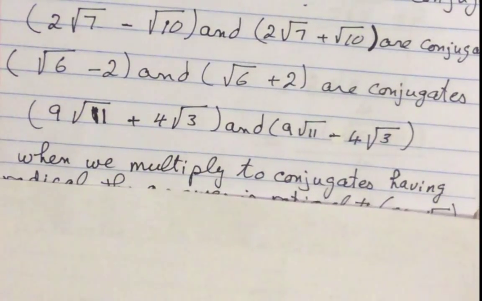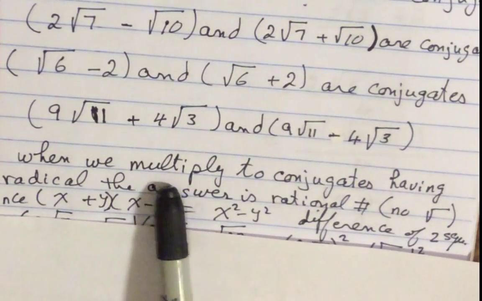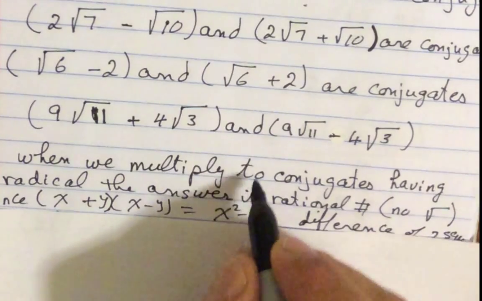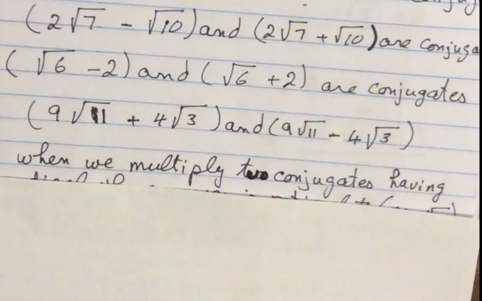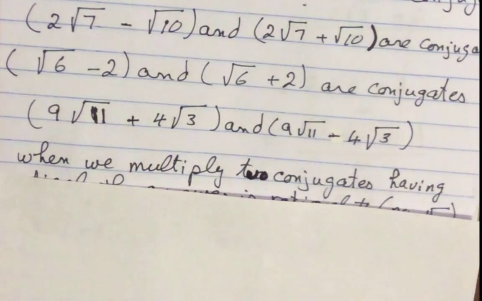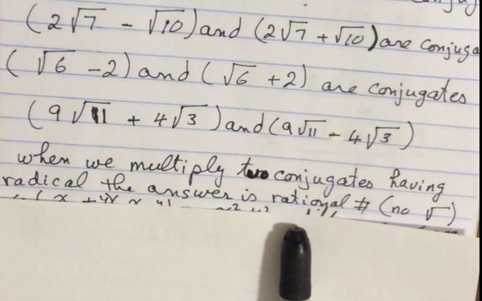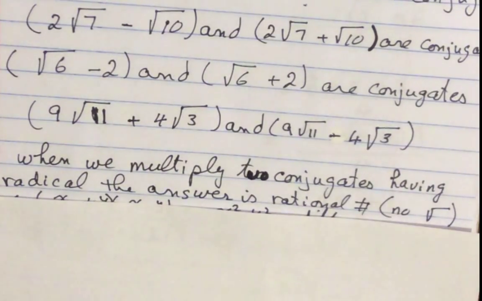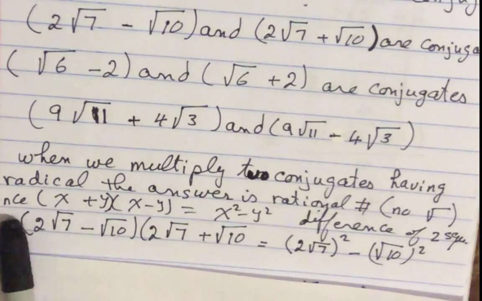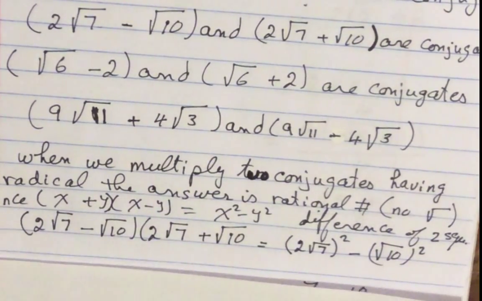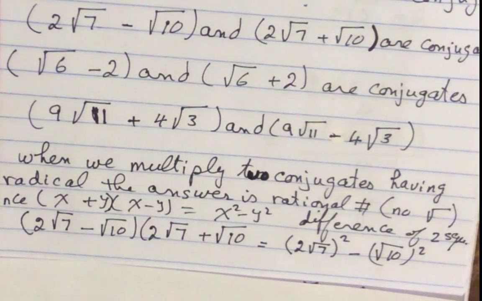When we multiply two conjugates, we're going to get a difference of two squares. So when we multiply two conjugates, this is TWO, so you don't make fun of me, guys. I know, you just wait for all my mistakes. Okay, so when we multiply two conjugates having radicals, the answer is a rational number. Rational means no square root or no cube root or stuff like that. And I did explain the difference of two squares. We went over this. We have seen an example before.